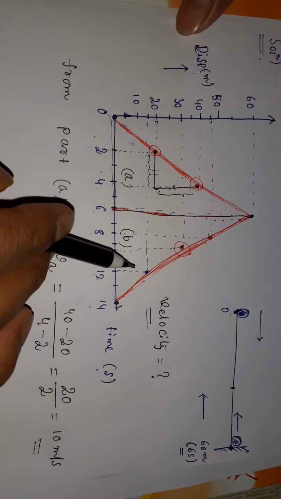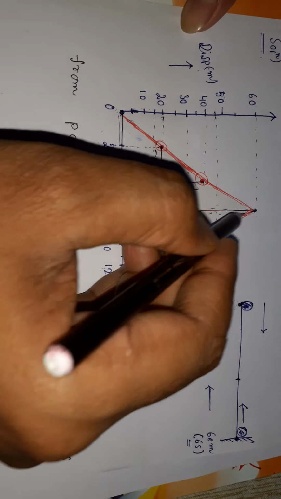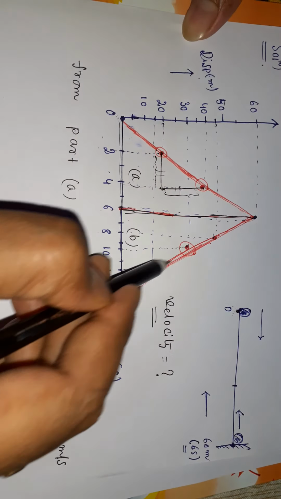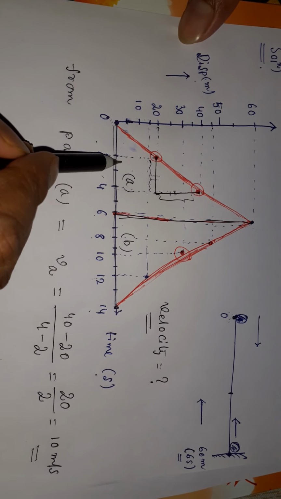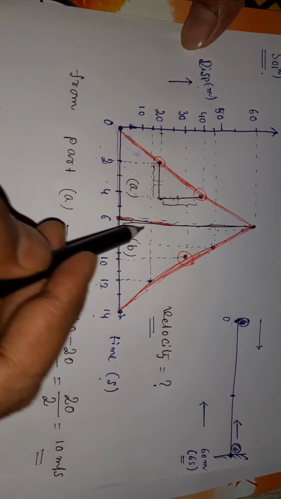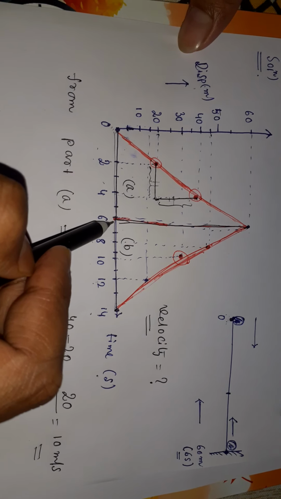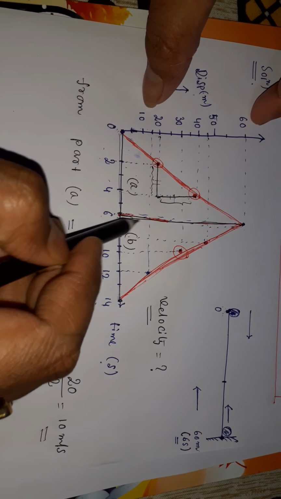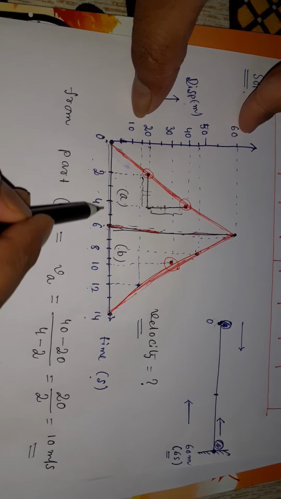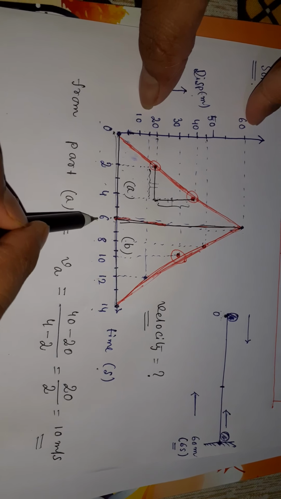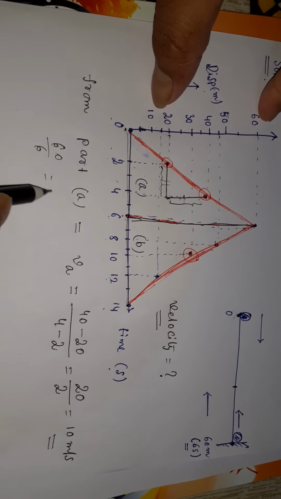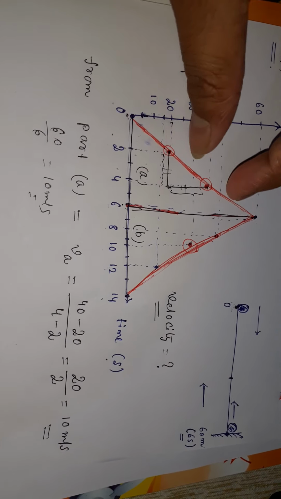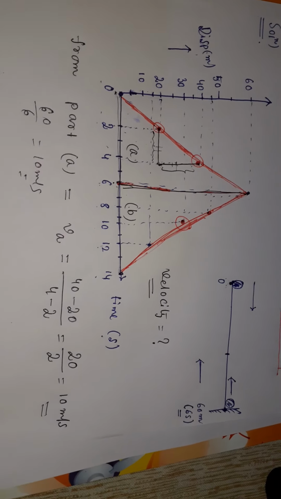Second part, same way you can calculate, but here I am taking the whole triangle. If you consider the whole triangle, total height is how much? That is 60. So 60 divided by the total time taken, 0 to 6 means 6. So 60 by 6, same value you will get. Same value will come if you consider the whole one or the small one. That does not matter what you have considered.